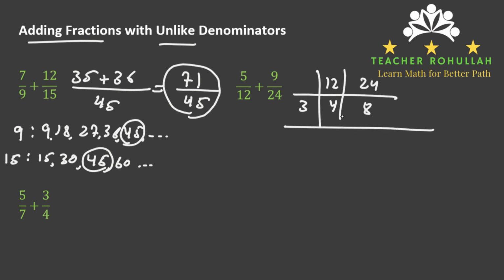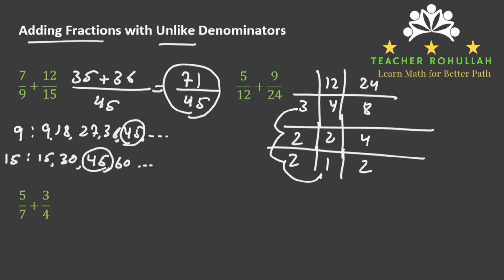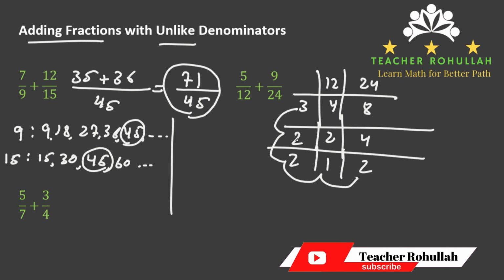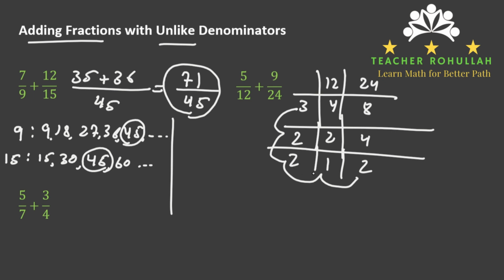We continue finding the prime numbers. Now 2 times 2 is 4, and 4 times 2 is 8. Again, we can divide both by 2. 1 times 2 is 2, and 2 times 2 is 4. If we multiply all these prime numbers, we will get the least common multiple of 12 and 24. So 3 times 2 is 6. 6 times 2 is 12. 12 times 1 is still 12. And 12 times 2 is 24. So 24 is the least common multiple of 12 and 24.